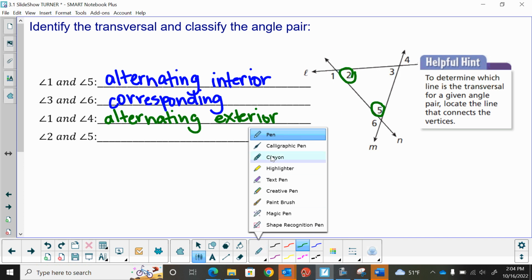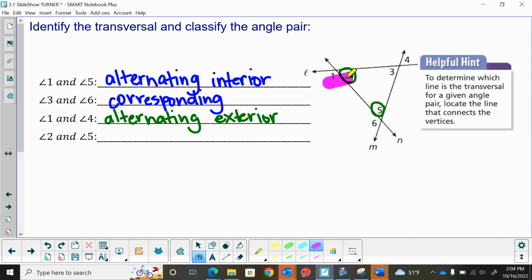And again, if it's helpful, let's think interior versus exterior. So if we look at all the angles in between the 2 lines, 2 and 5 fall in the interior. But this time they're on the same side of the transversal. They're both on the right of line N. So those are same side interior. Okay, and there we go.